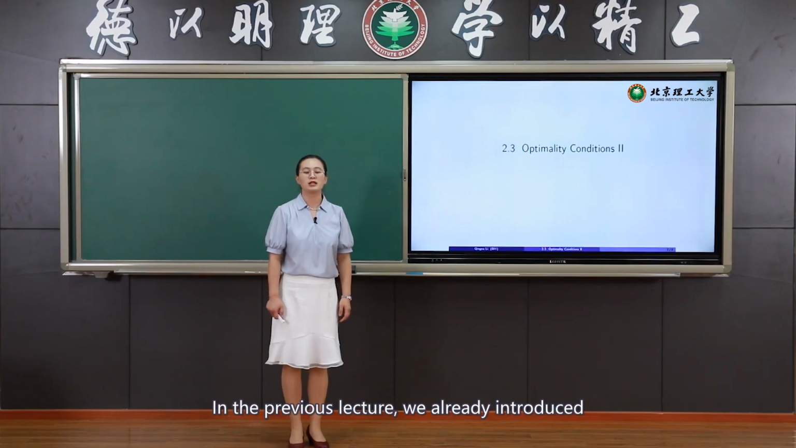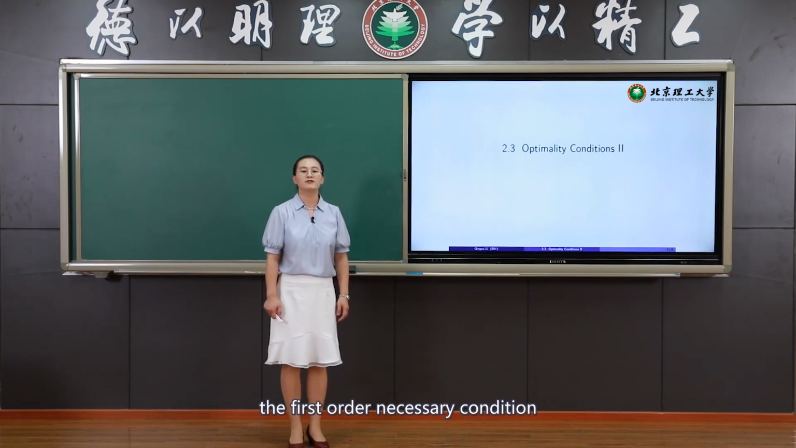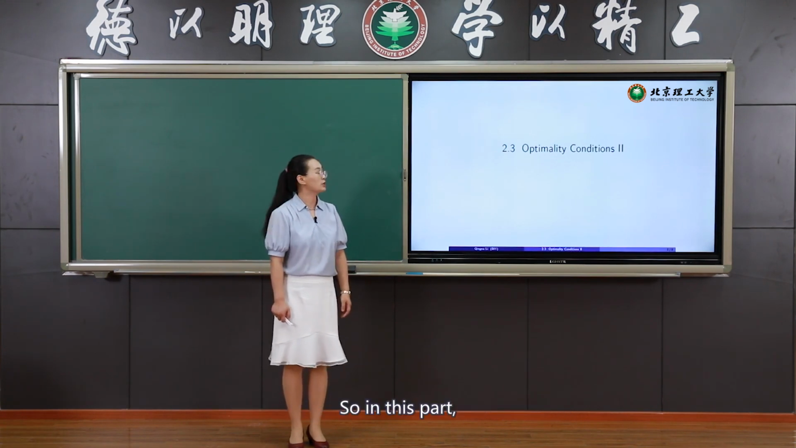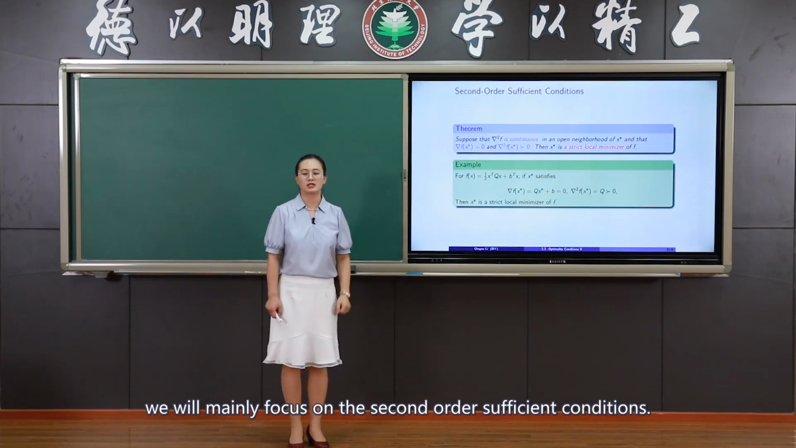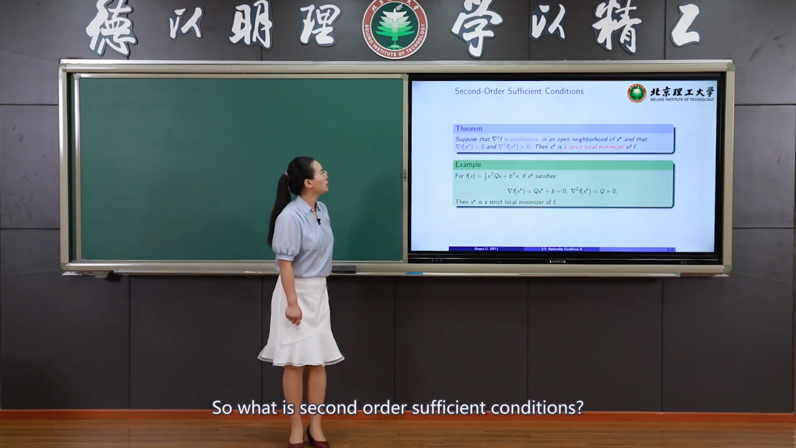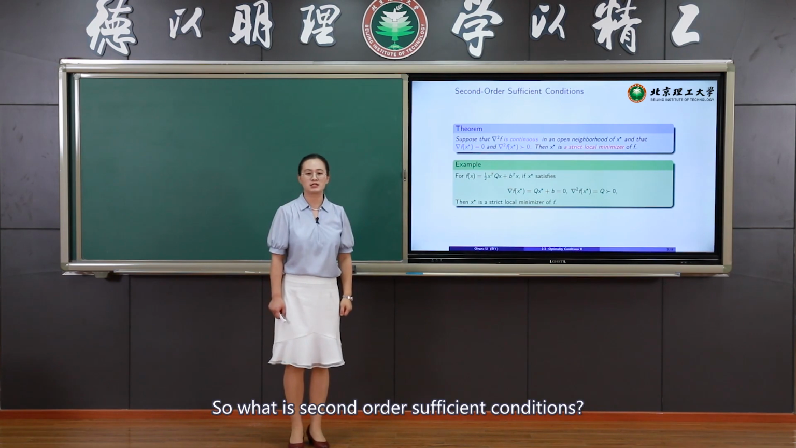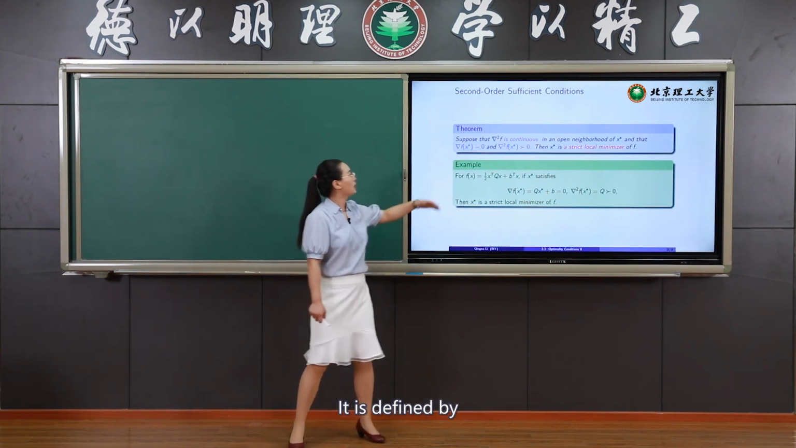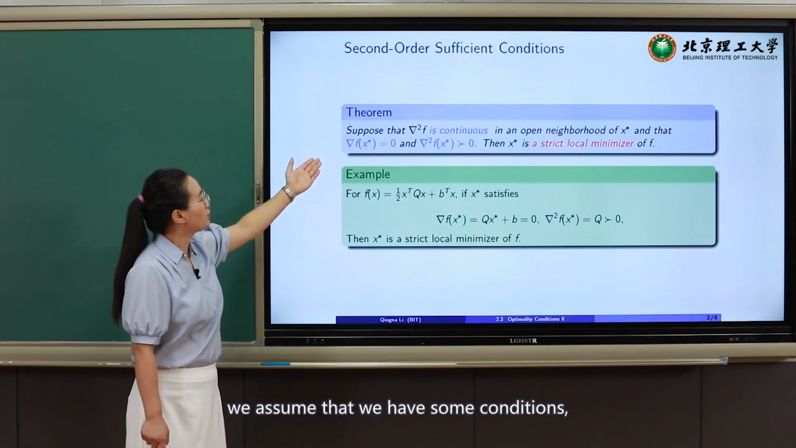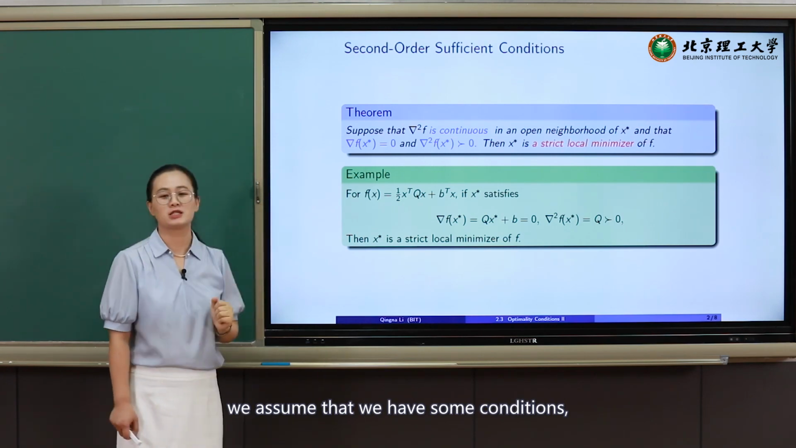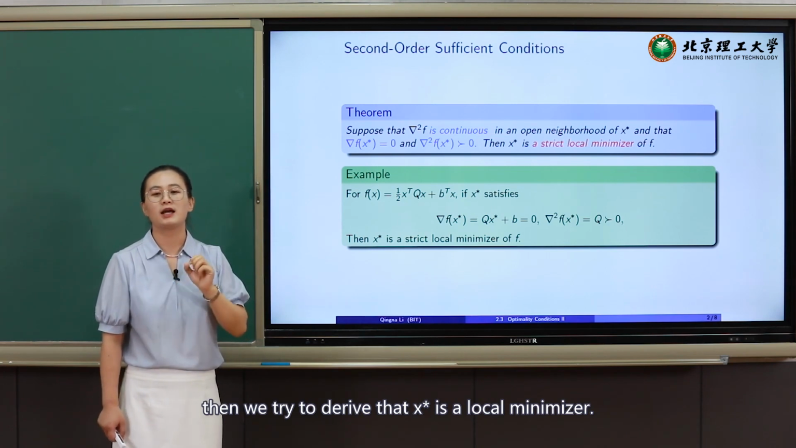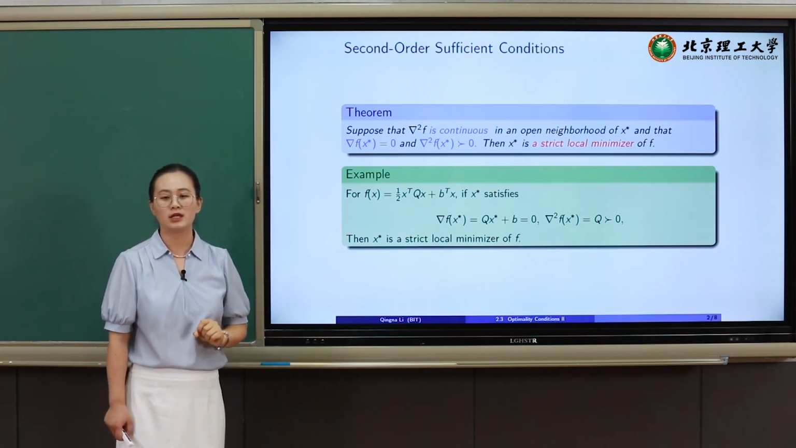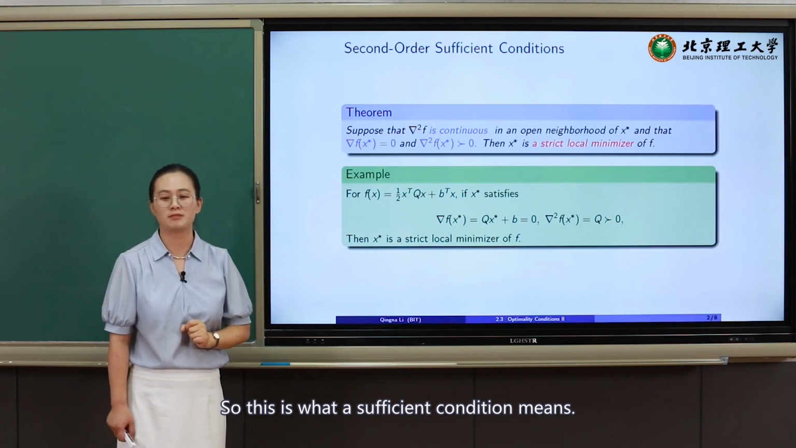In the previous lecture, we already introduced the first-order necessary condition and the second-order necessary condition. So in this part, we will mainly focus on the second-order sufficient conditions. Okay? So what are second-order sufficient conditions? They are defined by assuming that we have some conditions, and then we try to derive that X star is a local minimizer. So this is what a sufficient condition means.